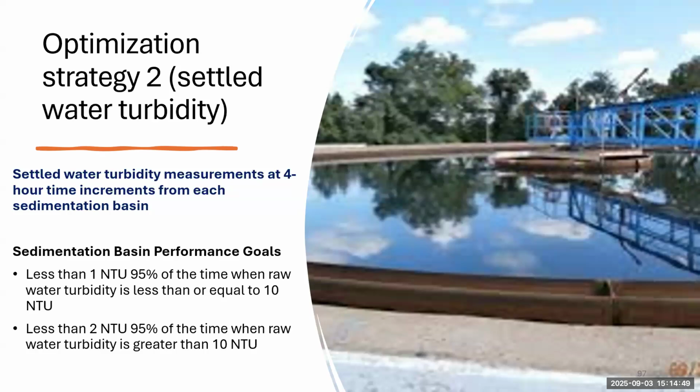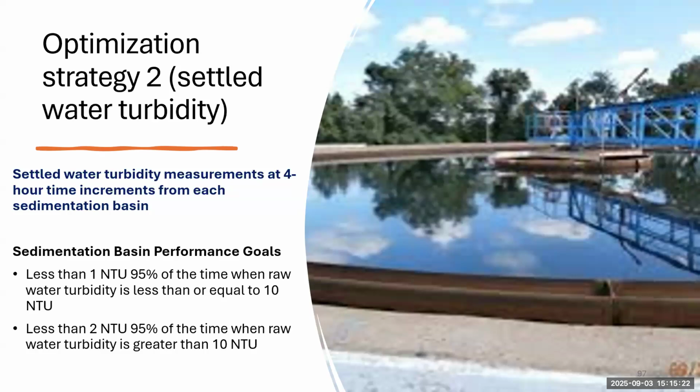So the idea is, how do we measure this? Well, the recommendation is to take settled water turbidity measurements every 4 hours from each of our sedimentation basins, and we compare it to the following goals. The first one is trying to achieve less than 1 NTU 95% of the time when our turbidity is 10 or below, and trying to achieve less than 2 NTU when our turbidity is greater than 10 NTU. And so how do we get there?